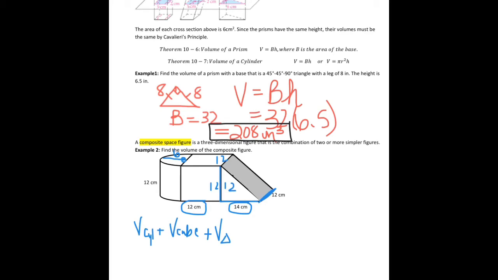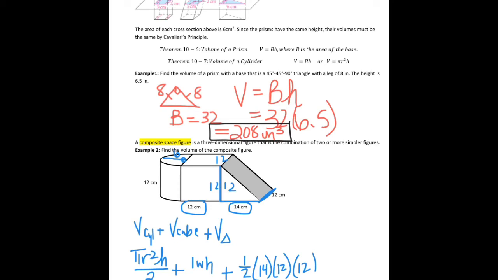Well, the volume of a cylinder is the area of the base, which is pi r squared, times the height. And because we only have half of a cylinder, we're going to divide that by 2. The volume of the cube is the area of the base, which is length times width, multiplied by the height. The volume of the triangular prism, area of the base, 1/2 times 14 times 12, multiplied by the height of the prism, which is 12.